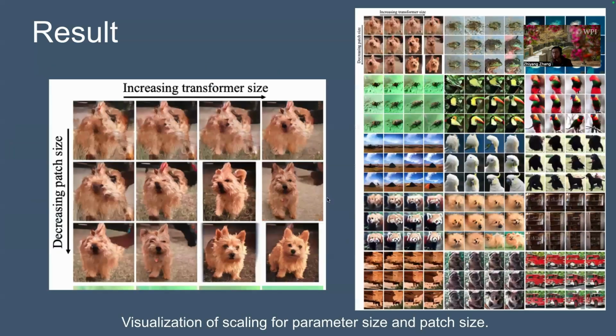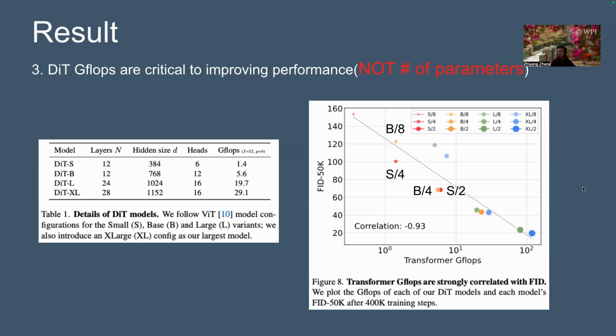The authors also visualized the scaling property. Horizontal change is about the model size, and vertical change is about the patch size. We can visually see the scaling properties, that is, the generation result getting better with the increase in model size and the dataset. The authors also did an experiment to illustrate that flops is a critical factor for model performance rather than the number of parameters.